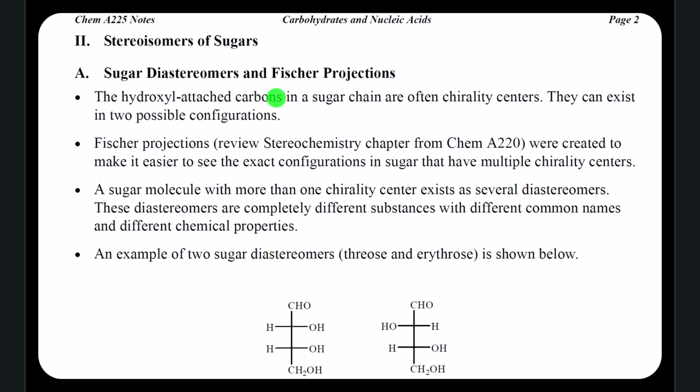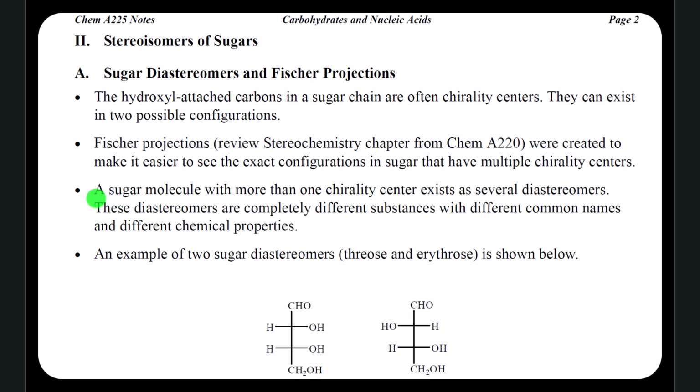This means that they can exist in two possible mirror image configurations. Fischer projections, which you might want to review from the stereochemistry chapter from first semester organic chemistry, were created to make it easier to see the exact configurations of the stereocenters in sugars that have multiple chirality centers.